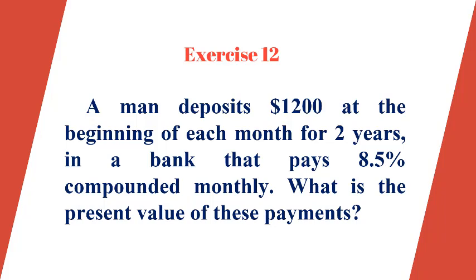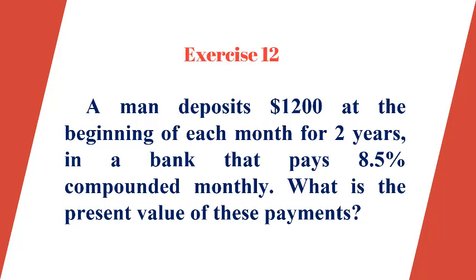Exercise number 12. A man deposits $1,200 at the beginning of each month for 2 years in a bank that pays 8.5% compounded monthly. What is the present value of these payments? Also, he asked for the present value.